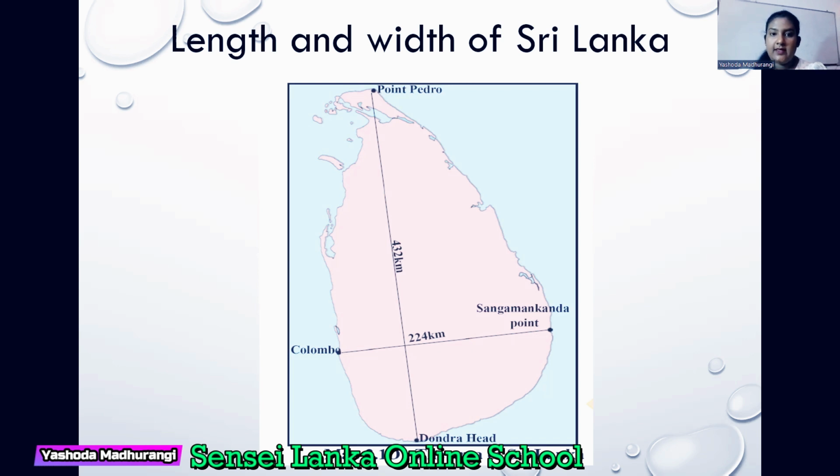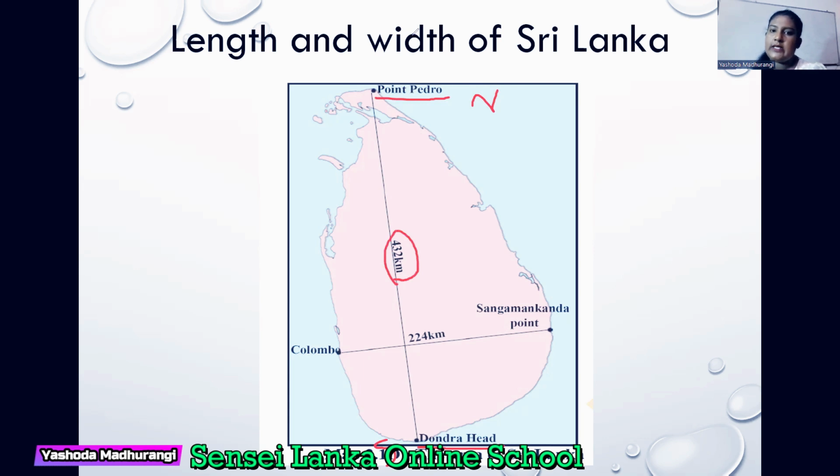What is length? Here, if we take Sri Lanka, our country, we are using two places to measure the length of our country so that we can get the longest distance. In the northern side, we take Point Pedro. Can you see it on the map? And then to the southern side, we use Dondra Head. What is the length of our country? 432 kilometers. Remember this number.